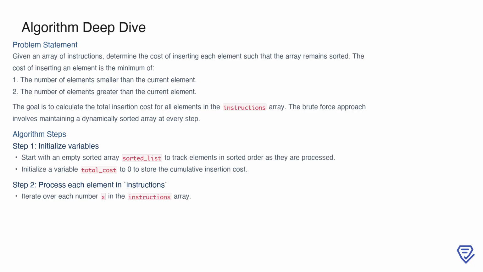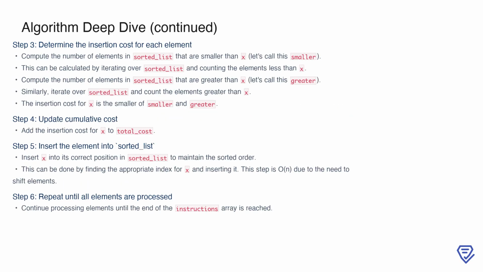To solve this, we start by initializing an empty list called sorted_list to keep track of inserted elements in sorted order. We also initialize a variable total_cost to 0, which will accumulate the total insertion cost as we process each element in the instructions array. The algorithm involves iterating through the instructions array and handling each element one by one.